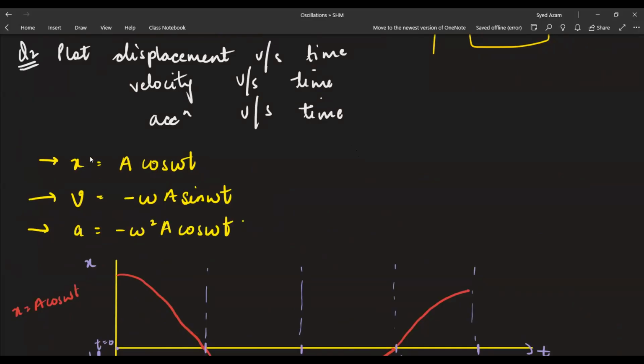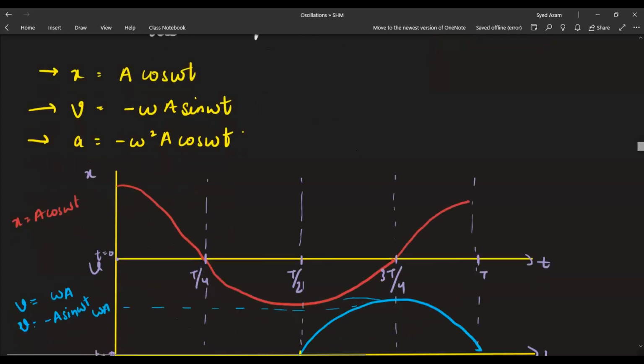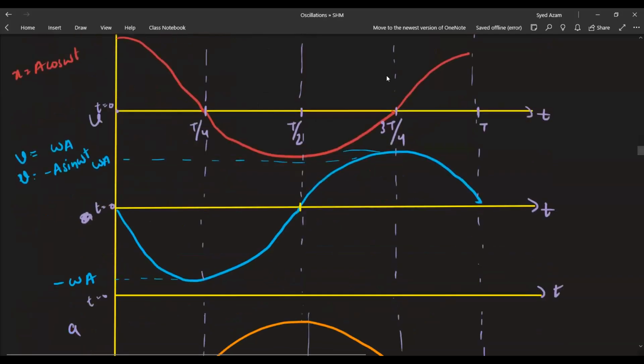So x is equal to a cos omega t, v is equal to minus omega a sine omega t, and a is minus omega square a cos omega t, right? These are the equations which we obtained. So look, for cos, the graph always starts from here. For sine, it will start from origin. For cos, it will start from here. So look, this is how it will look.